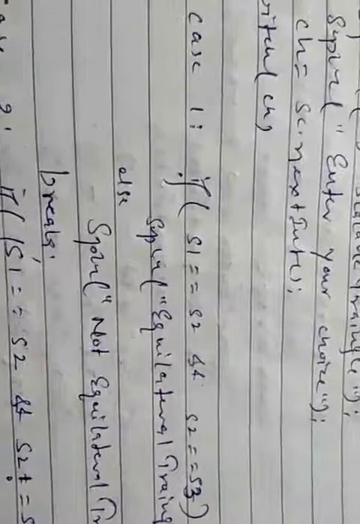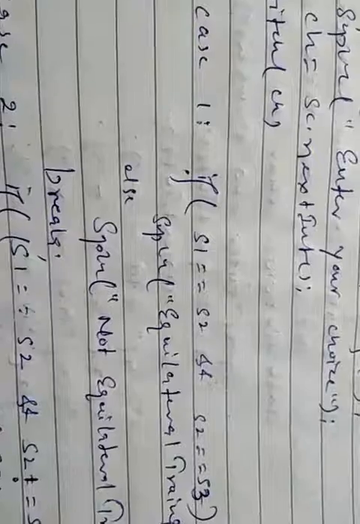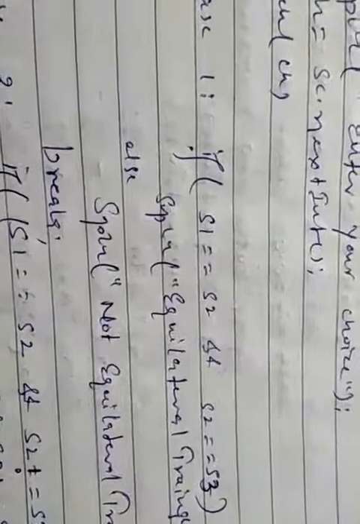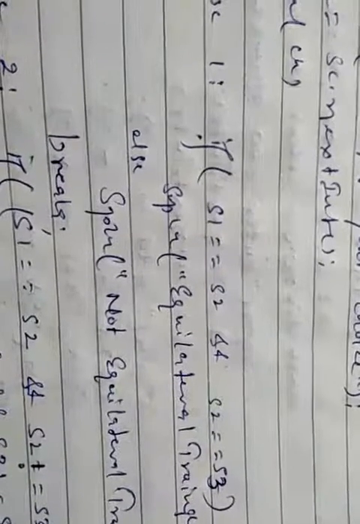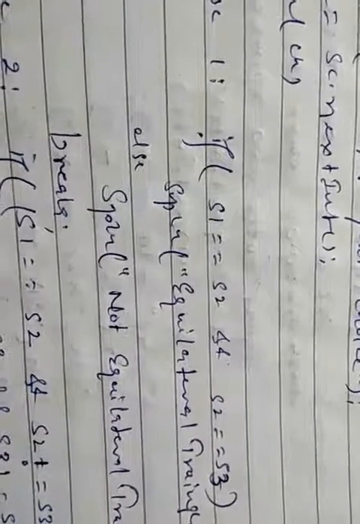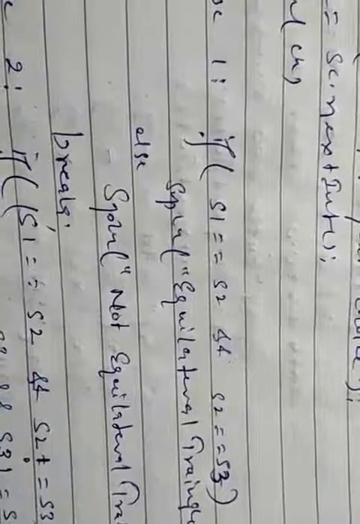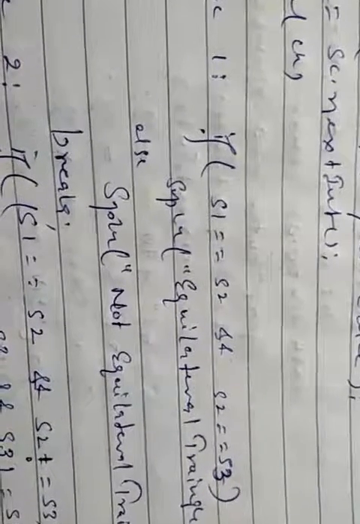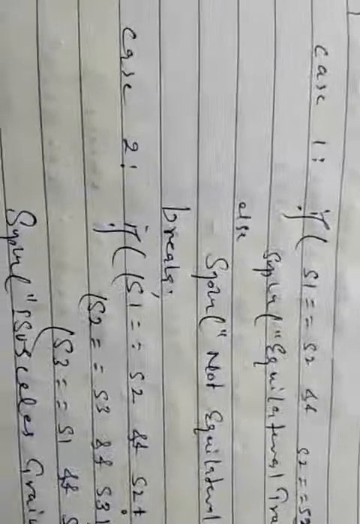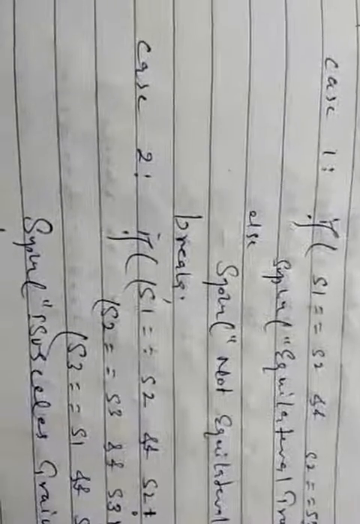So the condition is if S1 is equal to S2 and S2 is equal to S3, or we can also write one more condition, and S3 is equal to S1. So if this condition is satisfied, then we are printing equilateral triangle, else not equilateral triangle. Break is used.